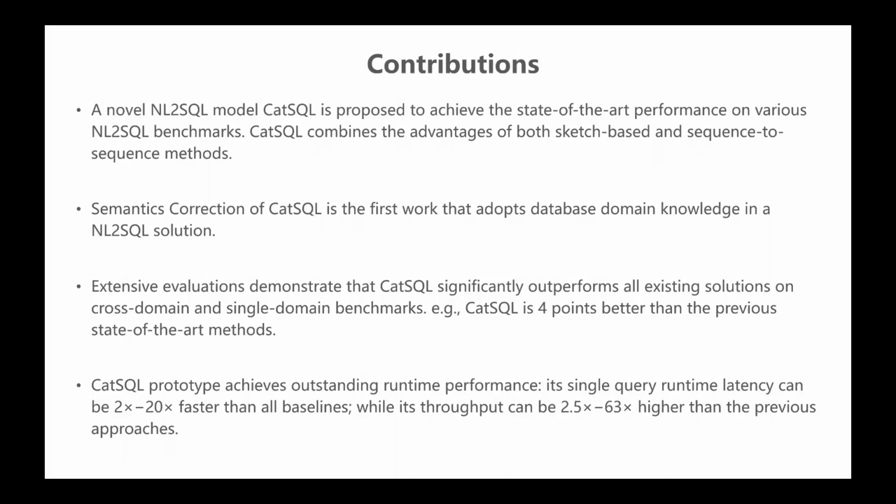Second, we propose the semantics correction technique, which adopts the database domain knowledge to improve the executability of the generated SQL queries. And third, the evaluation results have demonstrated that our method significantly outperforms existing solutions on both single-domain and cross-domain benchmarks. And the fourth point is that CAT-SQL also achieves outstanding runtime performance. The throughput is up to 63 times higher than previous approaches.